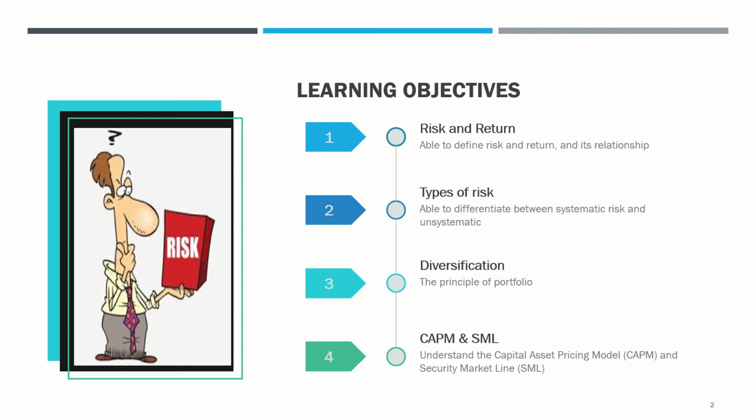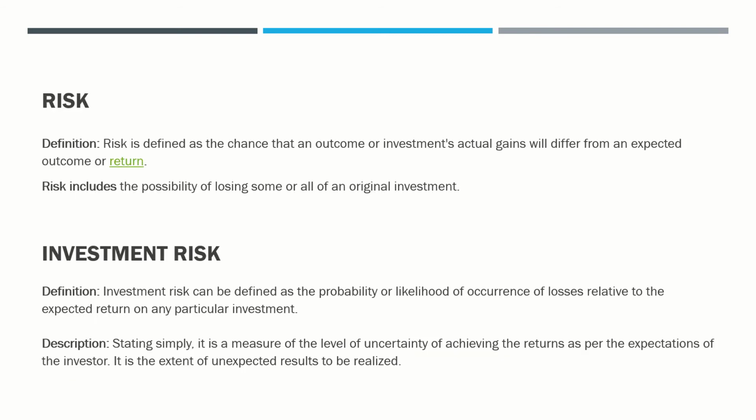The second one is you should be able to differentiate between two types of risk, which is systematic risk and unsystematic risk. The third one is the principle of portfolio, which is the diversification. And finally, you understand the concept of capital asset pricing model or CAPM and security market line, SML. So we go to the definition of risk first.